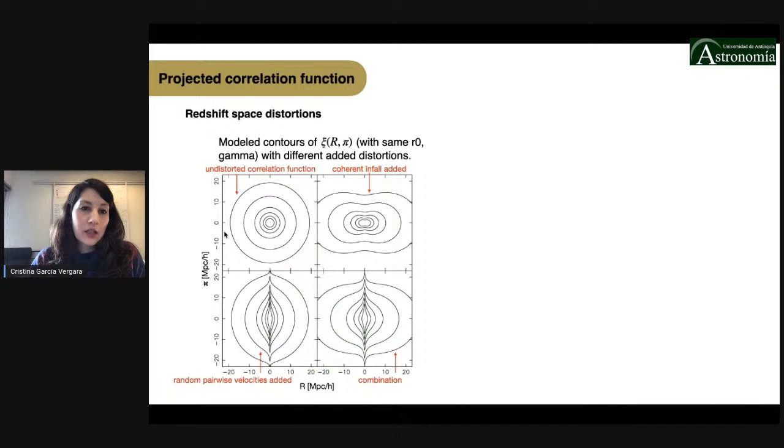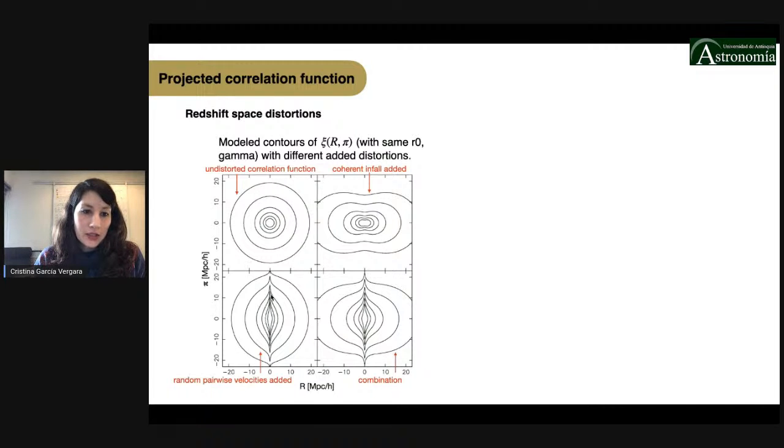For example, here, this is a simulation of this effect. This is the 2-point correlation function in the case that all the particles are not interacting or don't have velocities compared with the other particles. Then you will measure a perfect 2-point correlation function, and you have this circular shape. Those are the contours of the correlation function.